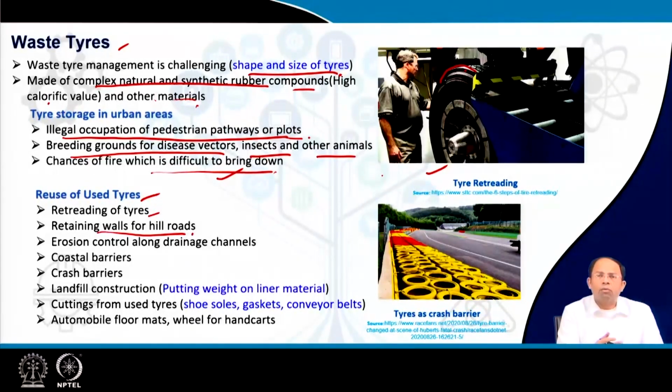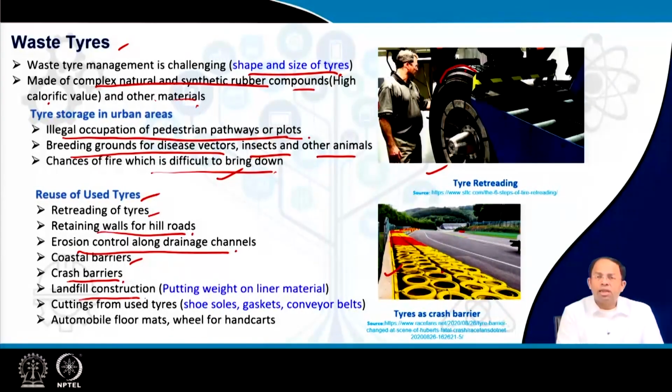in retaining the walls, or the sides, in case of hilly areas, the roads and the profile, the slope we can retain. They can act as retaining walls for these hilly roads. Then erosion controls along drainage channels: we can lay them around drainage channels so that they reduce erosion. They can act as coastal barriers for the waves. They can act as crash barriers, like over here. They are used as crash barriers.